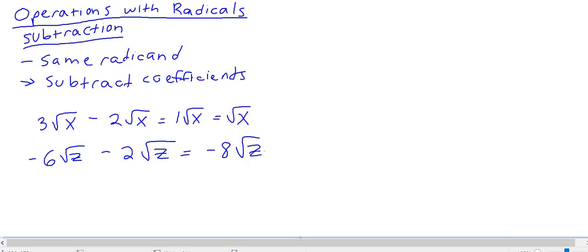One last example for subtraction. Negative 5 square root of y minus 2 square root of z. Do these two have the same radicands? They do not. The radicand of the first one is y, and the radicand of the second one is z. Therefore, these cannot be subtracted, and they must stay how they are. Let's clear the screen and move on to multiplication.